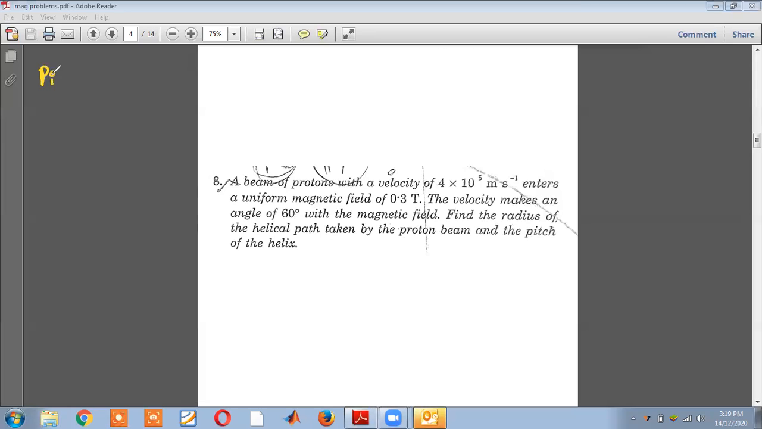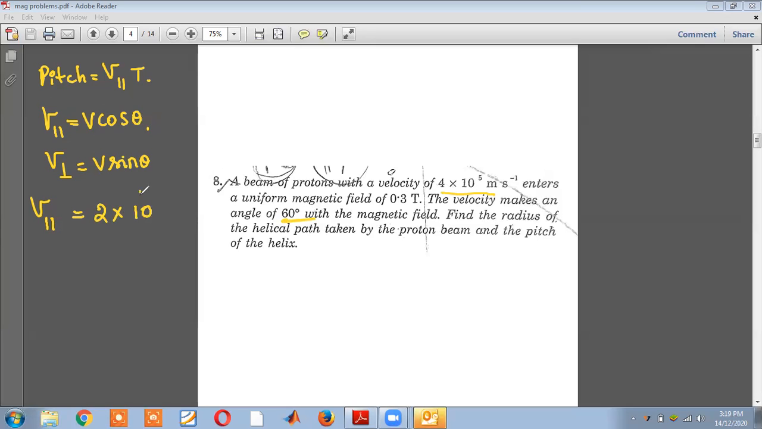Pitch formula we already discussed. Pitch is nothing but V parallel times time period. V parallel is nothing but V cos theta, and V perpendicular is nothing but V sin theta. Since the values of V and theta are given here, just find the parallel and perpendicular components, which is 4 × 10^5 times cos 60, which is 1 by 2.